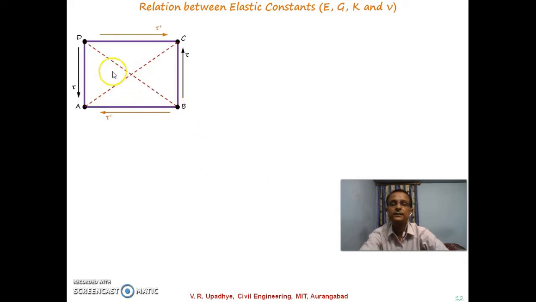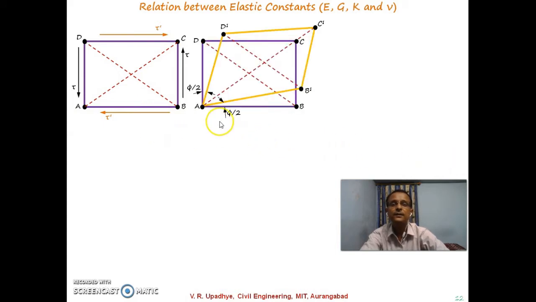Again we go to this particular diagram. We have shear stress tau acting on AD and BC, and on DC and AB we have tau dash, the complementary shear stress. Due to this tau and tau dash, the diagonal AC will be subjected to tension and diagonal BD will be subjected to compression. B dash D dash is the final position of the diagonal BD, and A to C dash is the final position of diagonal AC.